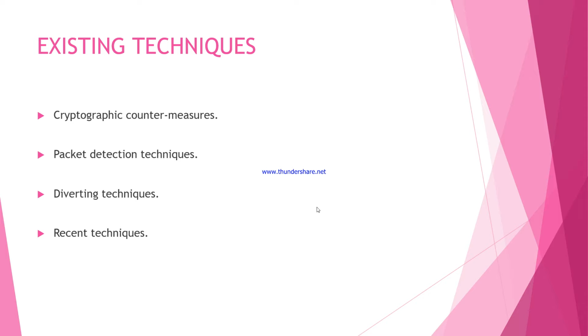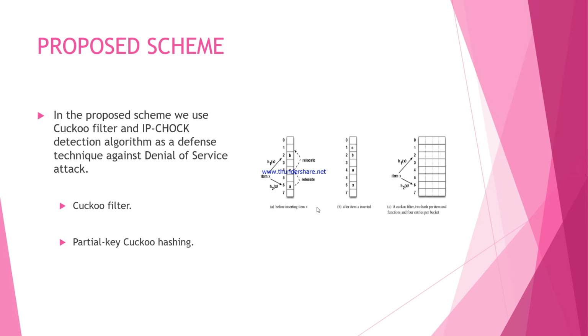Some recent techniques that are used to prevent DOS attack in VANETs are swarm optimization, distributed prevention scheme using Kalman filter, and packet delivery ratio value. One of the robust techniques used is IP choke detection filter, which is based on Bloom filter. The proposed scheme. The proposed scheme involves Cuckoo filter and IP choke detection algorithm as a possible defense technique against denial of service attack in VANET.